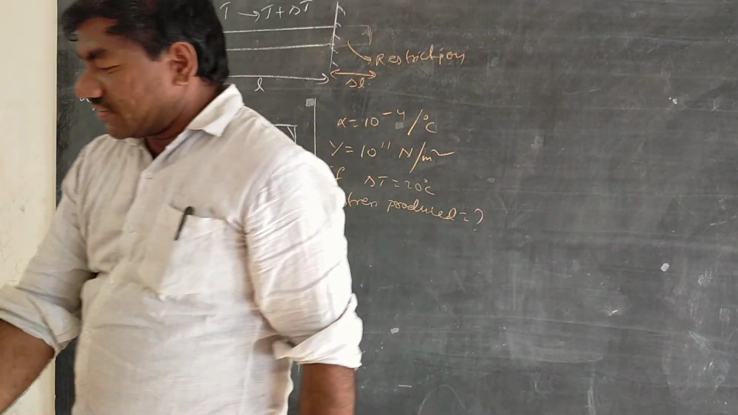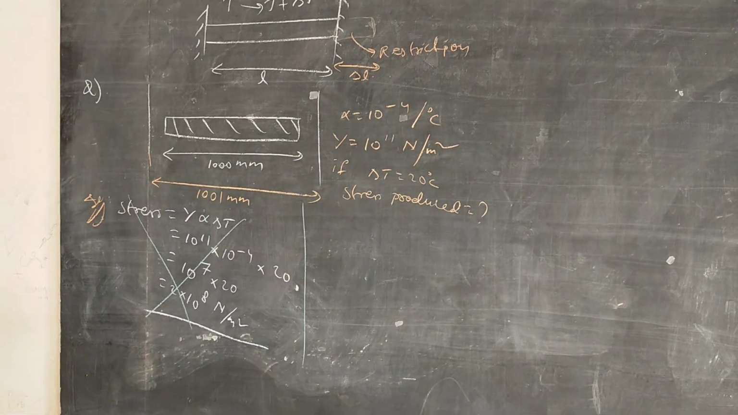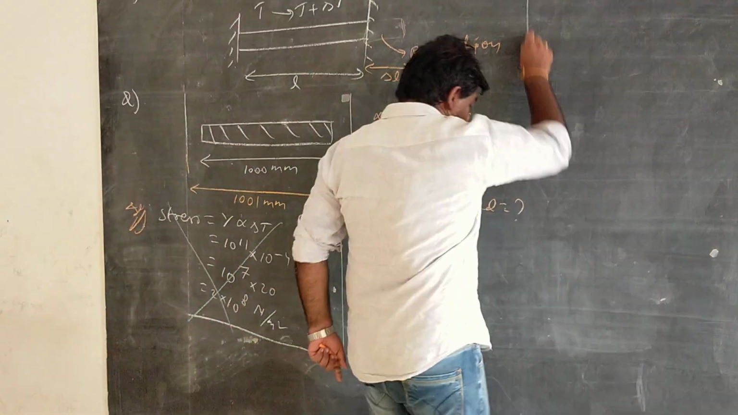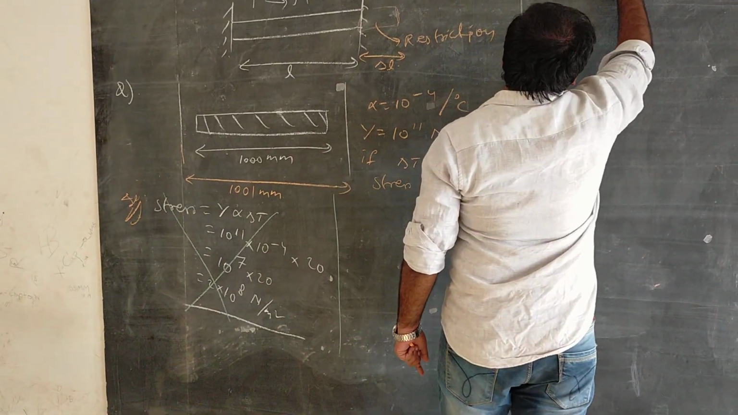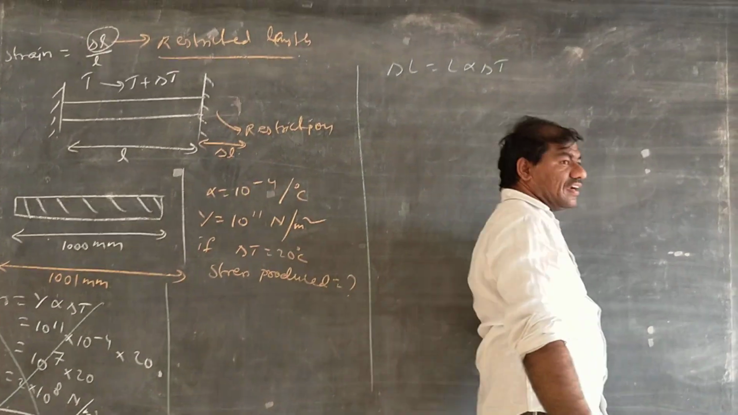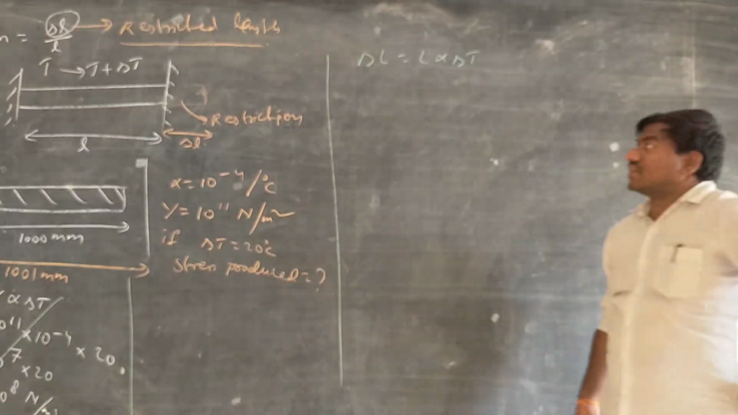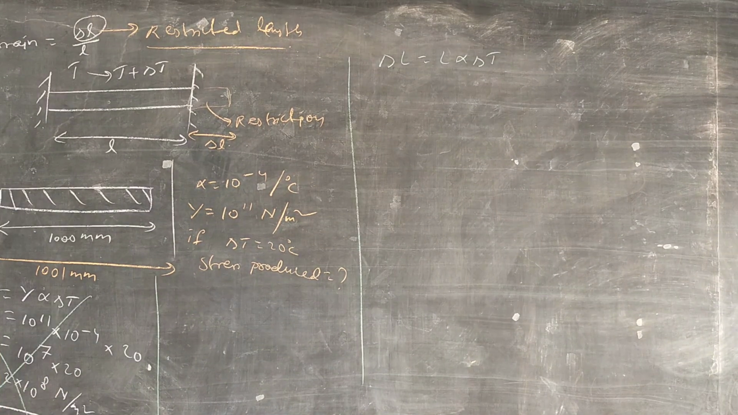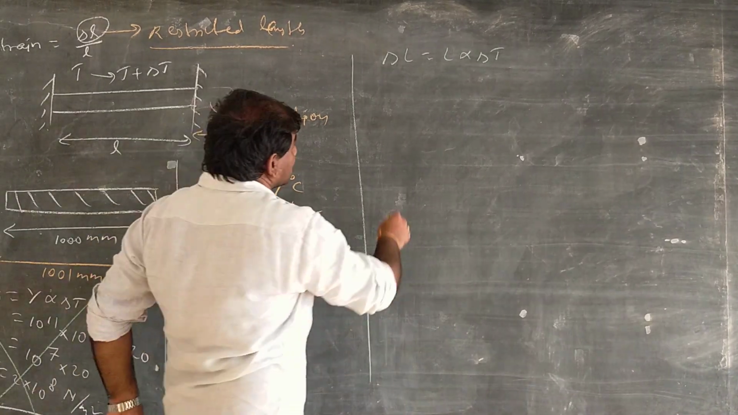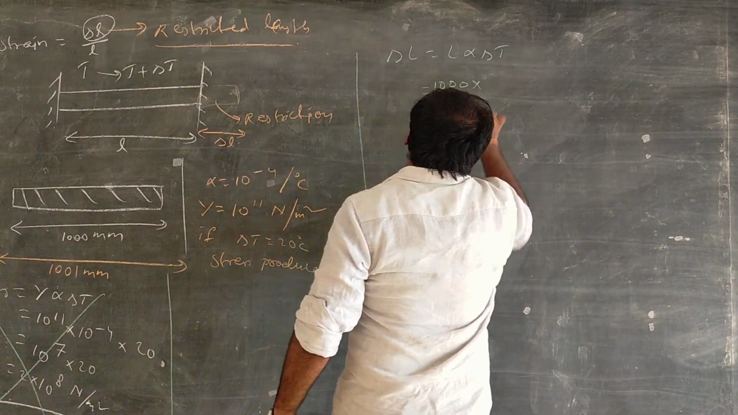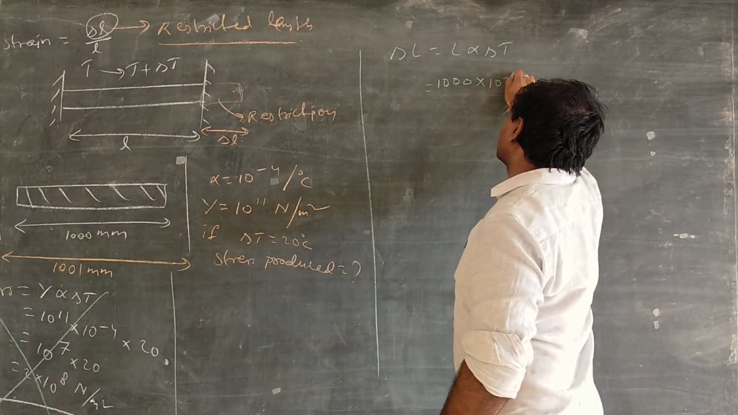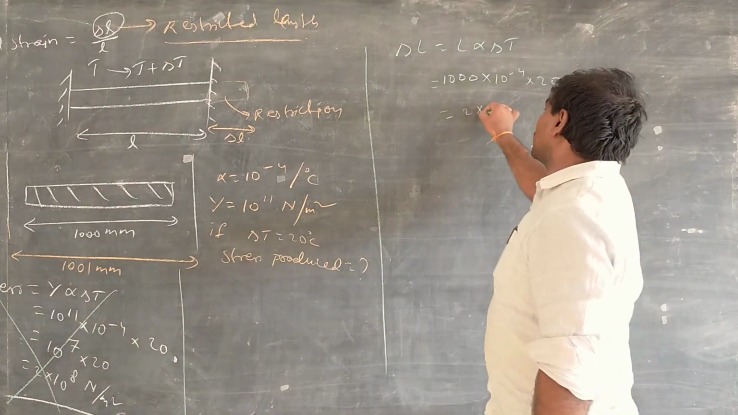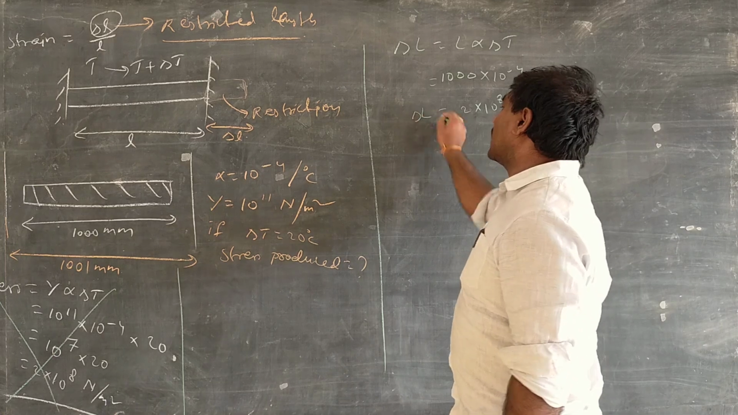Here, in thermal strain, what type of length you want to take is the residual length. So what is your delta L, sir? L alpha delta T, yes or no? What is your original length, sir? 1000 millimeters. What is your alpha? 10 to the power of minus 4 into 20. This comes out to be the delta L, right?